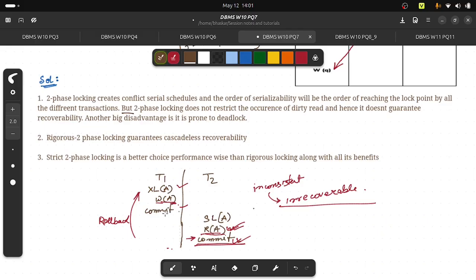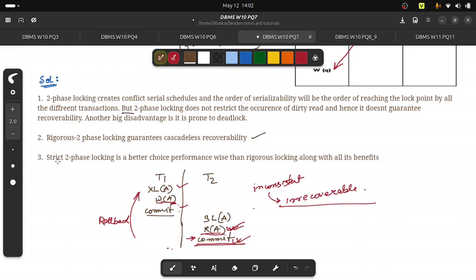Now, if I am committing without unlocking, that means any other transaction will not get a chance to put a lock on that variable, right? Because I have not yet unlocked. So it will implicitly guarantee recoverable and cascadeless recoverable schedules. So that's what rigorous two-phase locking is saying. The only difference between rigorous two-phase locking and two-phase locking is that rigorous two-phase locking does not unlock, it directly commits after whatever changes it needs to make.